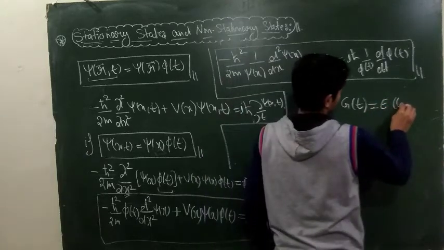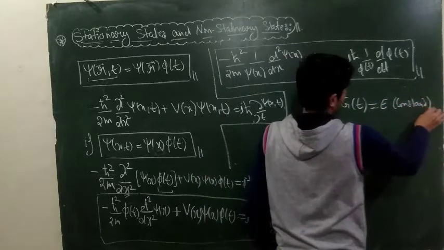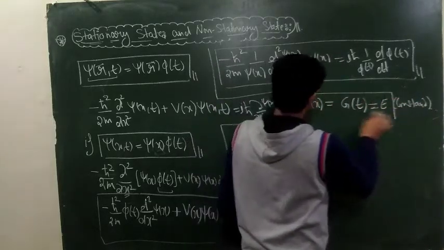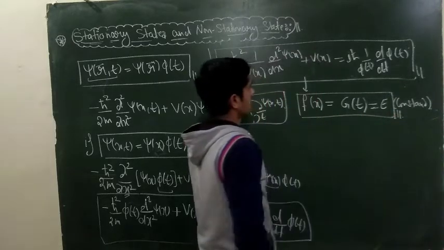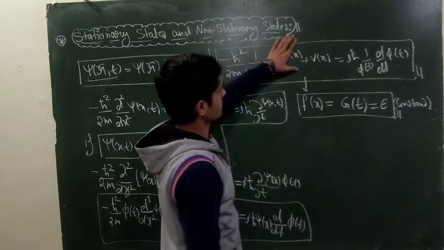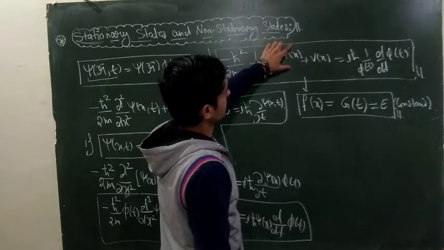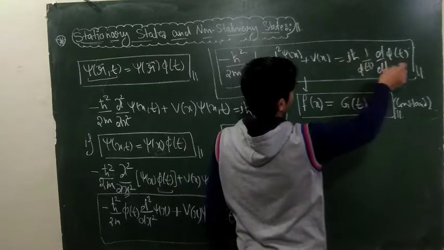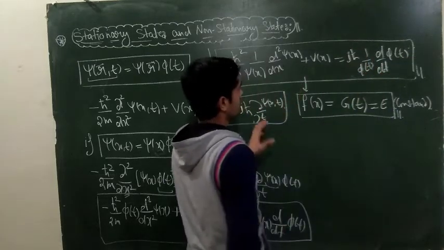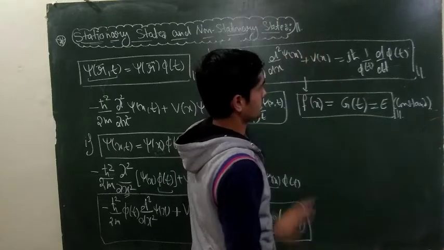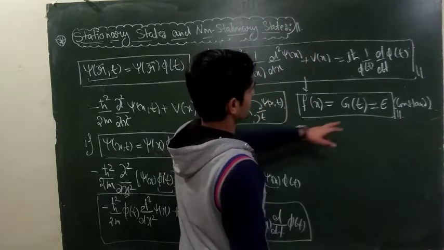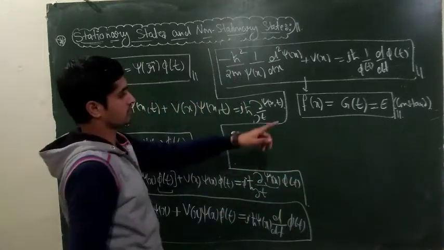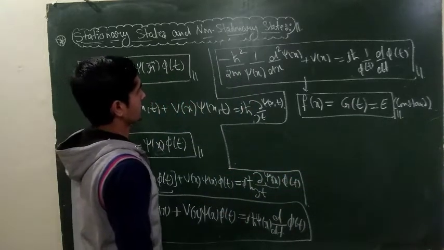So it is just a constant. We are assuming the constant as E. This is very important: when on one side all the functions are of some particular variable, and on the other side the functions are of a different variable, then that can only happen when both sides are equal to some constant. In this case we are assuming that constant to be E, and later I will explain why that constant is E.